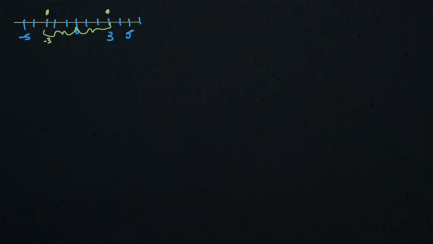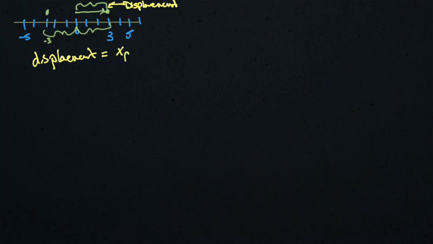Now, if we were to go from 0 to 3, all of a sudden we have this arrow right here, and this arrow represents a displacement. Our displacement is determined by our final position minus our initial position. It's always final minus initial. Another way of writing this is our change in position, or delta x. You've seen delta before when you start dealing with slope.